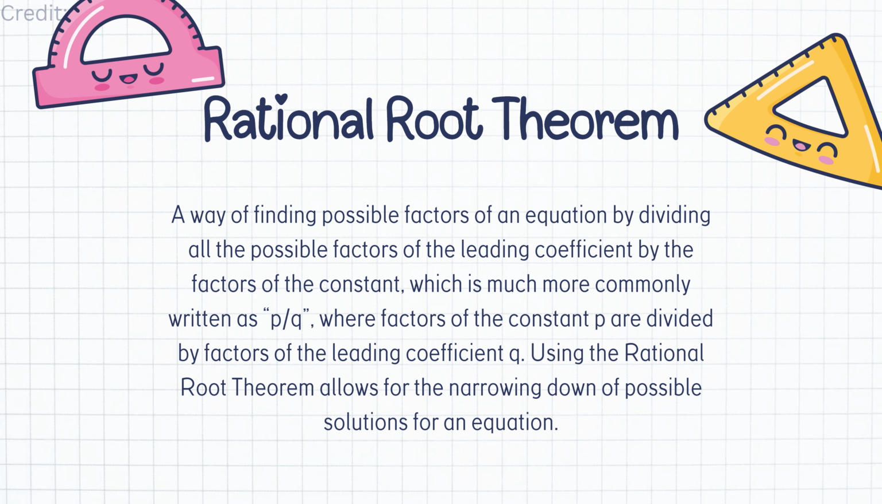Rational root theorem is a way of narrowing down the possible roots or solutions to equations by the formula p over q, where factors of the constant p are divided by the factors of the leading coefficient q. For example, the rational root theorem is applicable whenever the leading coefficient and constant are both rational. However, the rational root theorem is not applicable whenever the leading coefficient or constant are non-rational.